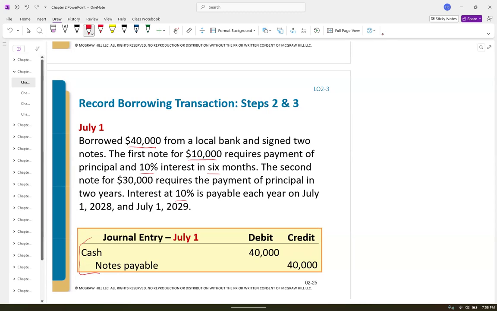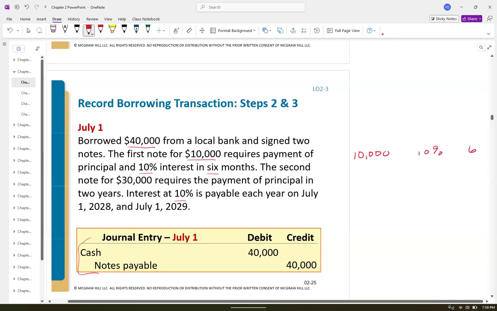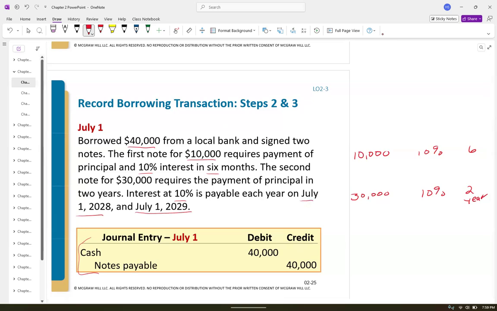You do have two notes here though. The first note has a principal of 10,000, interest rate of 10%, and it is for 6 months. The other one is for 30,000, and that interest rate is also 10%, but it's over 2 years. Now, we do need some of these dates. I'm hoping they'll give it to us when we get down to making adjusting entries. They probably will. But most of this information from right here to the end, we need all that to do the payments and the adjusting entry.